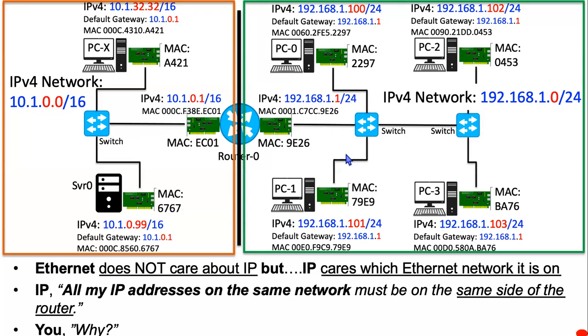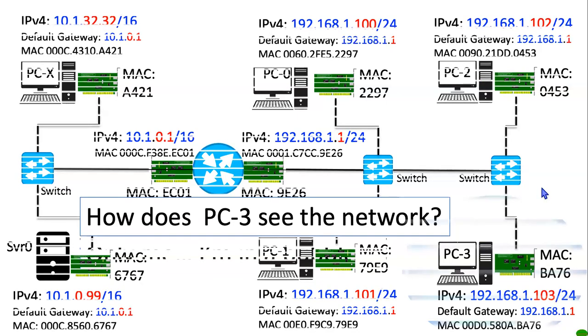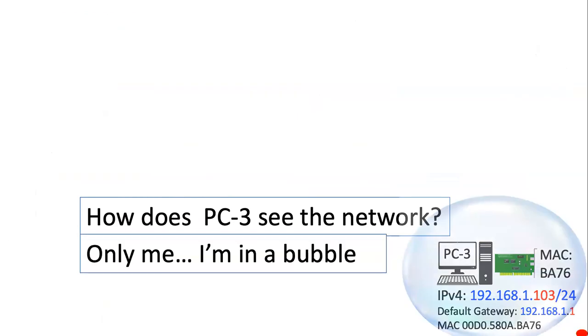Okay, why? Let's take a look at how PC3 down here in the corner sees the network. It doesn't. It's in a bubble. The only thing PC3 knows is its own Ethernet MAC address. It's on the NIC card. And it has either been statically configured or dynamically assigned an IPv4 address, subnet mask, and default gateway address, the address of the router. But don't worry about that right now. What to recognize is it doesn't see the network.